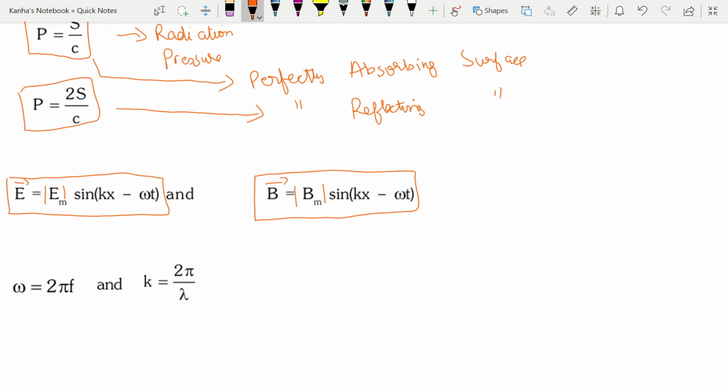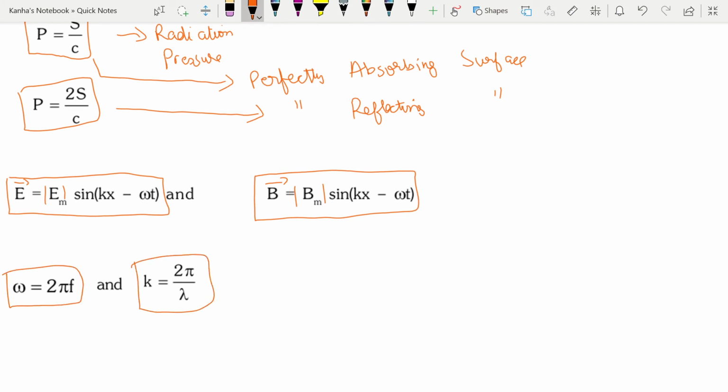Okay, whether you write omega t minus kx or you write kx minus omega t doesn't really make much of a difference, because only the negative sign will come outside, because it's a sine function. Okay, so omega is your angular frequency and k is your wave number. These were already defined before.